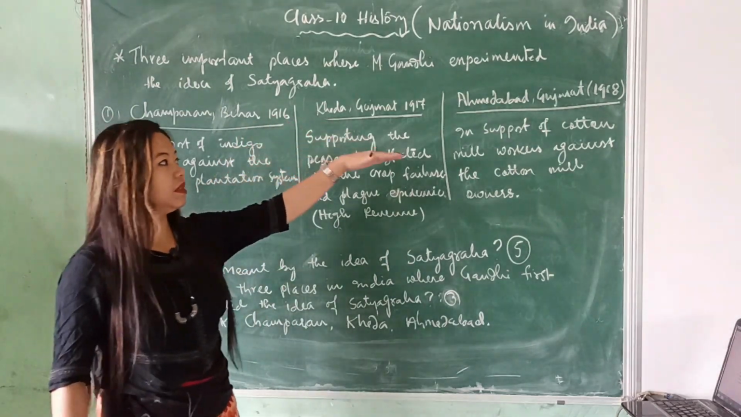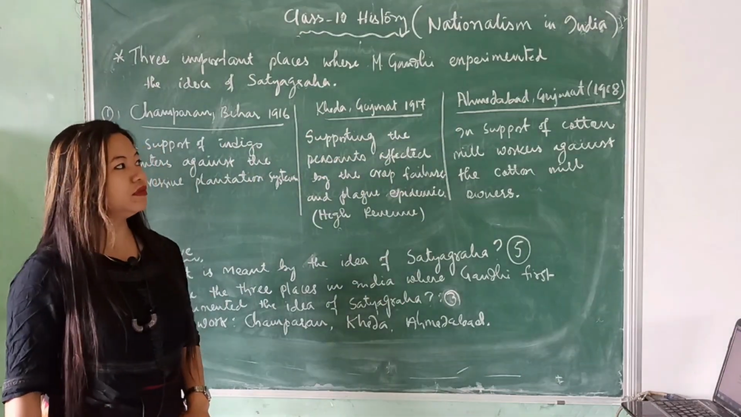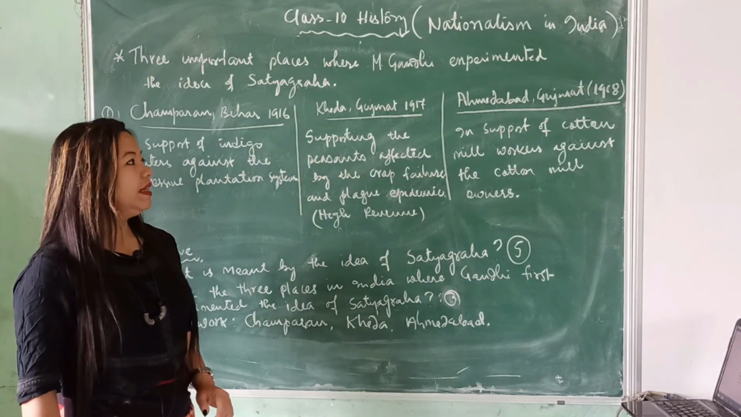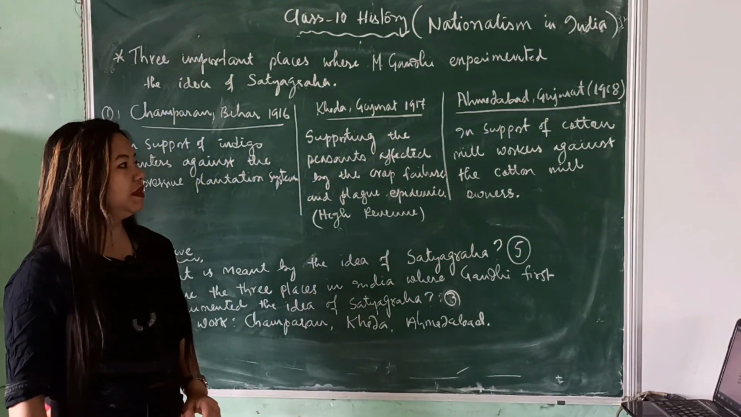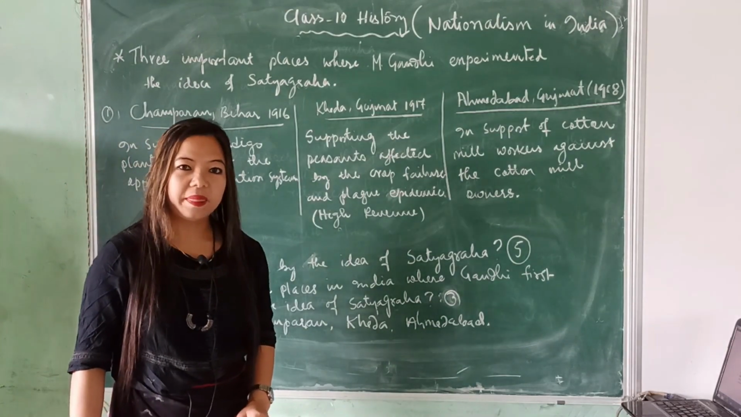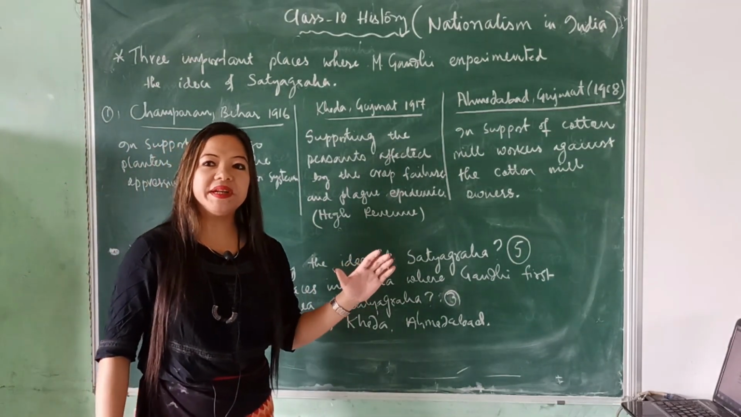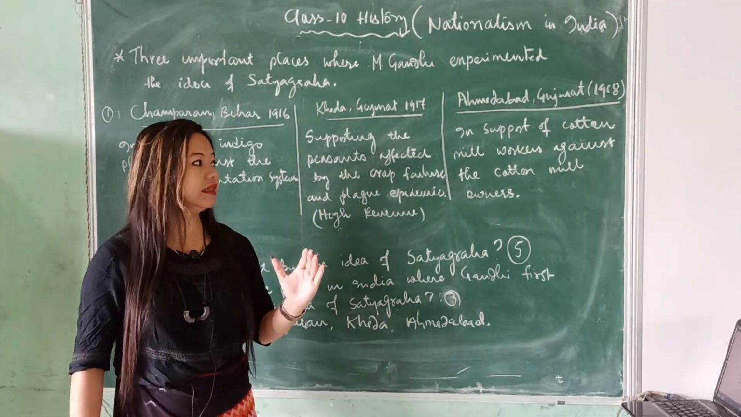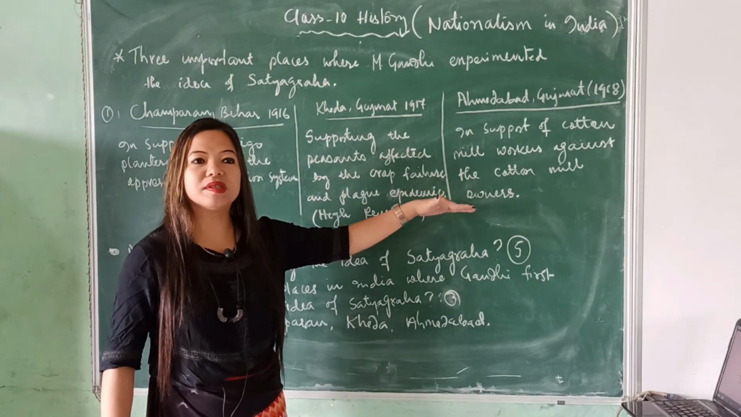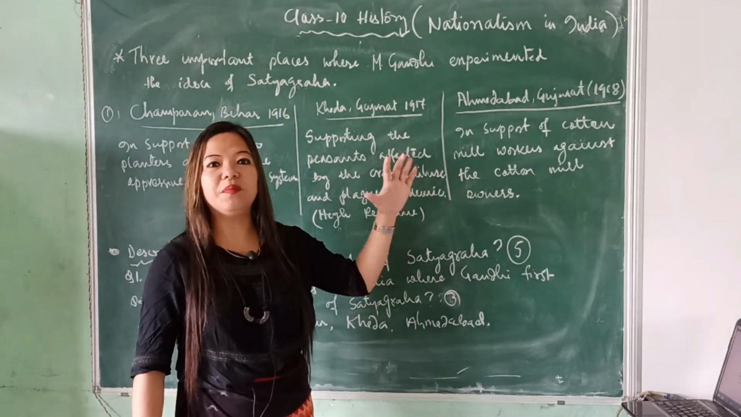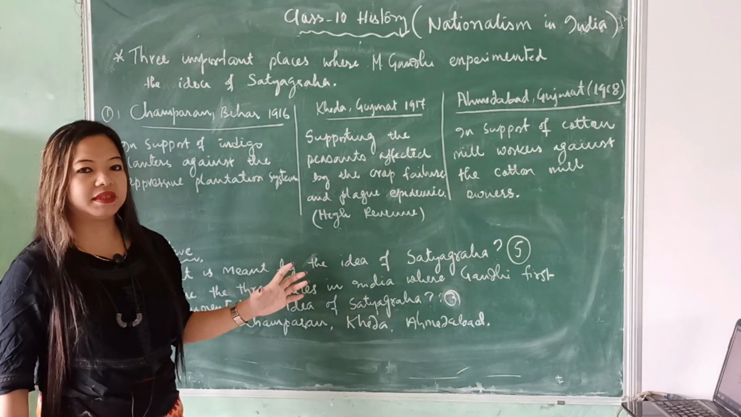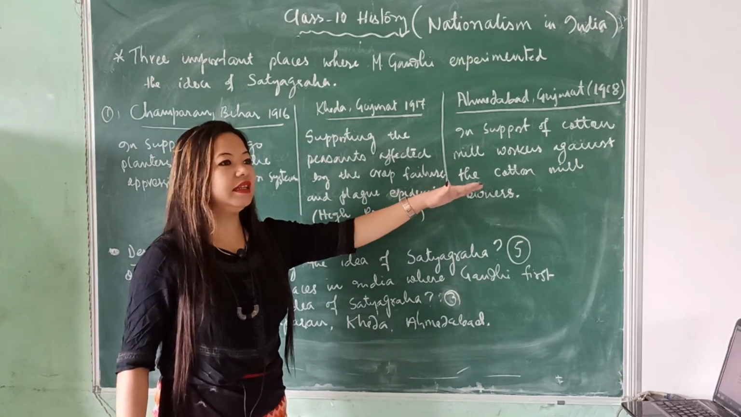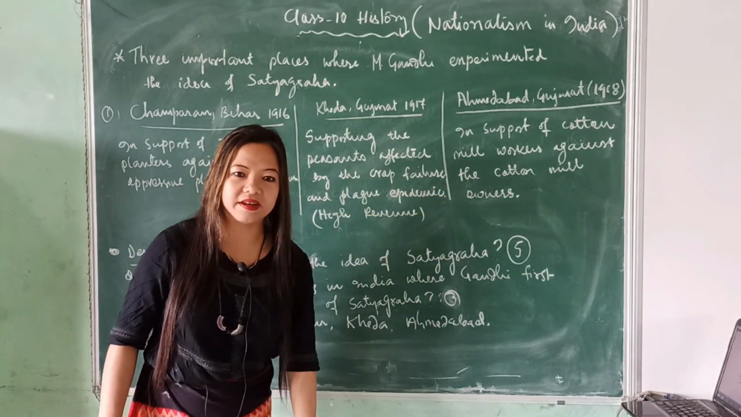And in the third place, we have Ahmedabad. It is also in Gujarat in the year 1918. Here, he went to support the cotton mill workers against the cotton mill owners. Here you need to know that the oppressors were not only the Britishers, even our Indians, like the cotton mill owners, also oppressed the peasants or the mill workers. So here also Mahatma Gandhi experimented and enforced his idea of Satyagraha.